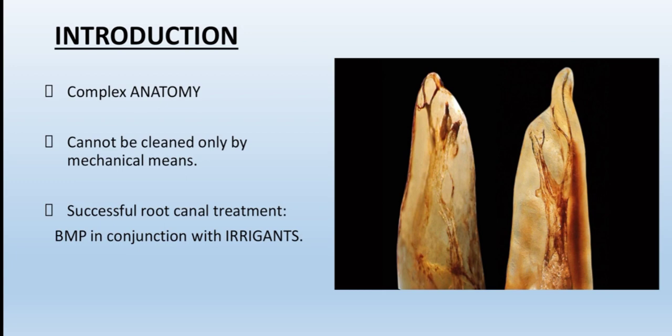So first of all, why do we need irrigants? We need irrigants because biomechanical preparation with instruments is not enough to clean and save the root canal completely because of its complex anatomy. It is near impossible to clean each and every part of the root canal through instrumentation. That's why BMP in conjunction with irrigants is required for successful root canal treatment.